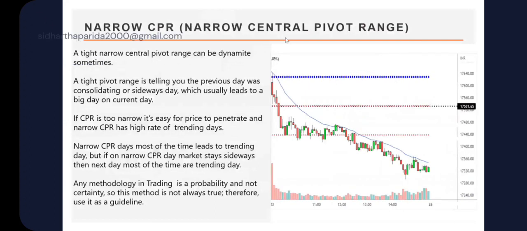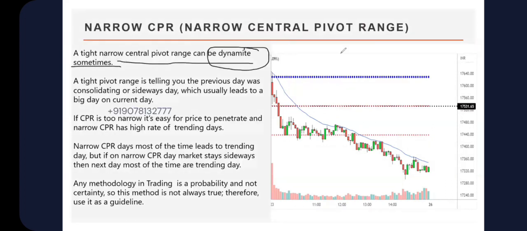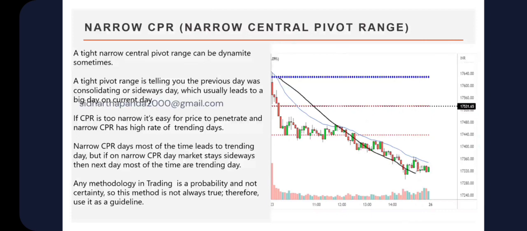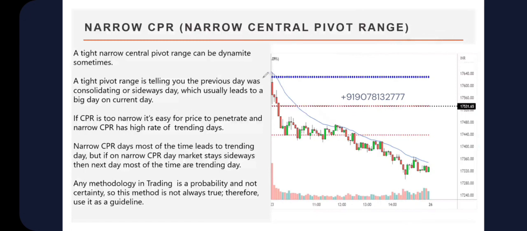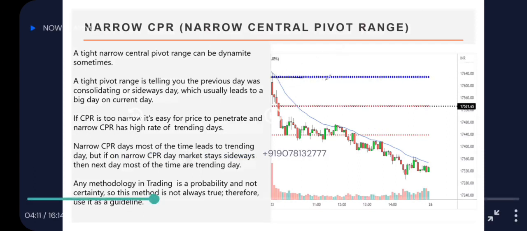Okay, next one we are going to see is the narrow CPR. A tight, narrow central pivot range can be dynamite sometimes. What I mean by dynamite is that sometimes you can see a huge move like this on this kind of very narrow CPR. Sometimes, not always. Okay. Look at this CPR. Such a narrow CPR. You can see that all three lines are at the same level: top CPR, bottom CPR, central pivot, all at the same level. That's why you just see a single line, right?